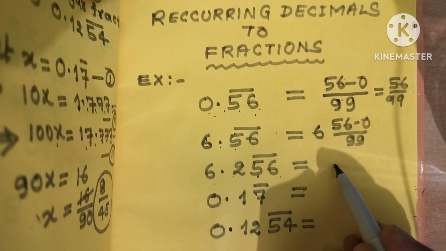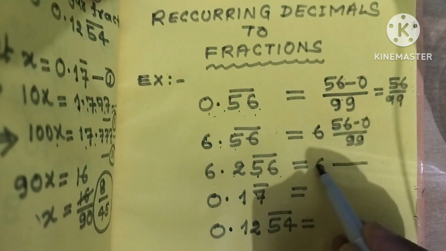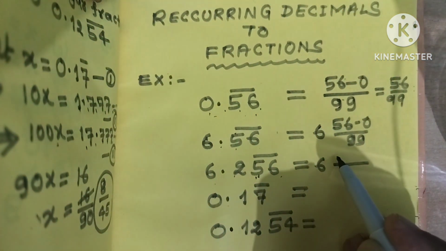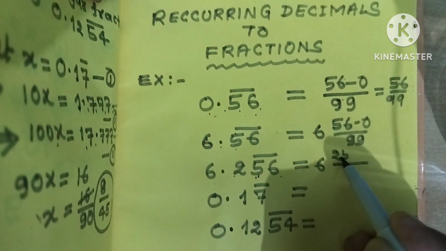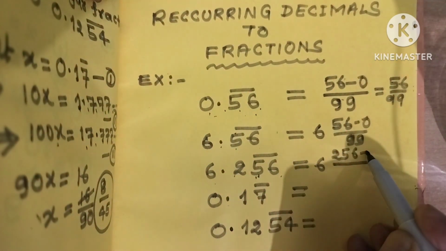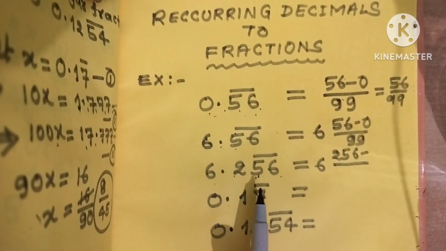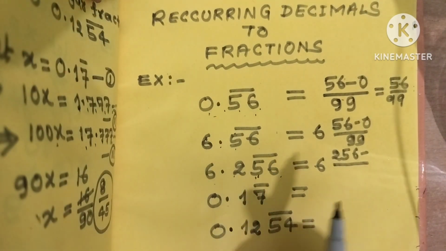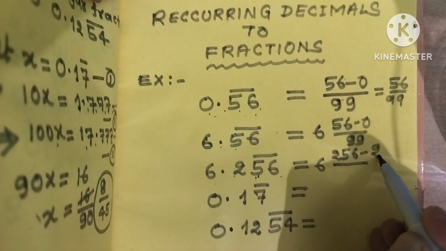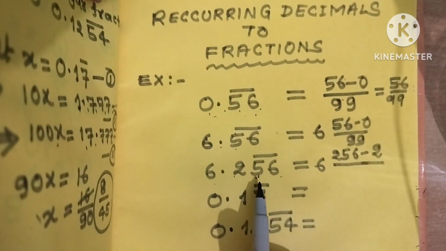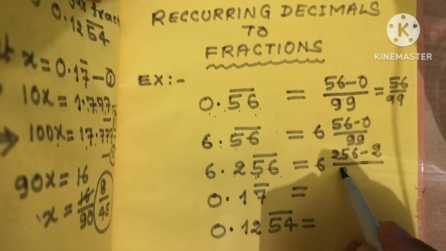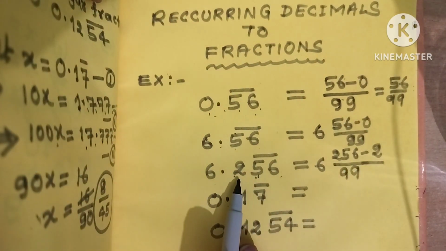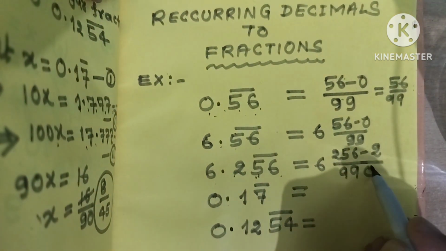6.256 bar, 6 you write here, and after decimal point 256 is there, so write 256 minus how many digits which are not repeating? 2 only, so minus 2. How many digits are repeating? 2 digits, so 99 will be there. How many digits not repeating? Only 1, so 10 will be here.